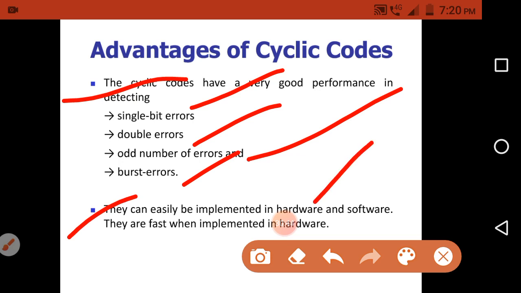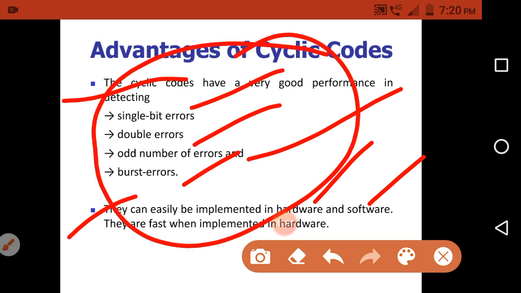And the second one is that cyclic codes can be implemented in both hardware and software. They are fast when implemented in software, and if implemented in hardware, they are even faster than the software implementation. Okay, so these are the two advantages of the cyclic codes.